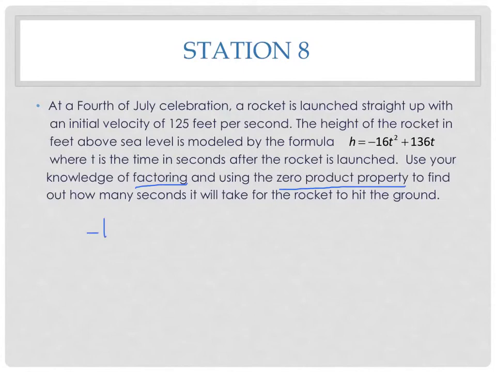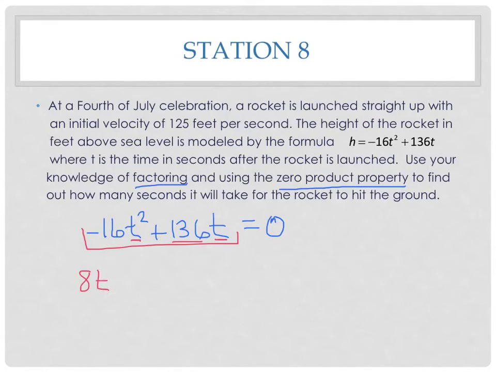We know that negative 16t squared plus 136t would have to be equal to, well, when it hits the ground, it's going to be 0. So that's how I'm going to start it. The next thing I can do is take a look at this side of the equation and note that I can do some factoring. I can factor out an 8 because 8 is a factor of 16 and 8 is also a factor of 136. And I can also factor out a t. So I'm going to factor out 8t.